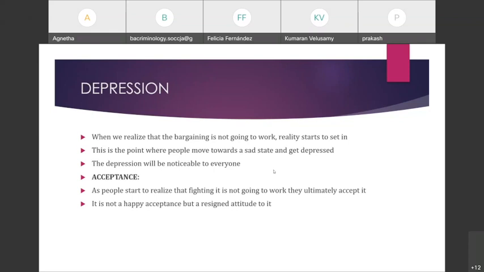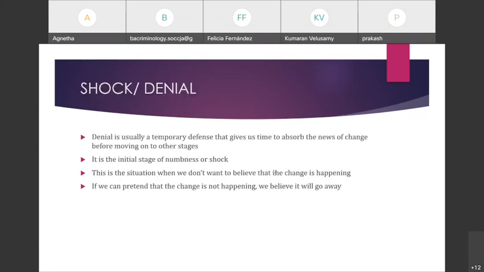And every single person, even people who don't know them very well, will start to notice that they are going into depression. And finally, after all of this, when they know that no matter what is happening, they have to come to terms with this. It is going to happen whether they like it or not, or it has happened. Then they will start to accept it. Now, this acceptance is not going to be a happy acceptance. It is going to be a resigned attitude. Like, it has to happen, it's happening, okay, fine, let it happen. So ultimately, they're going to accept it half-heartedly, but they will accept it in the end. So this is what Kubler-Ross says.